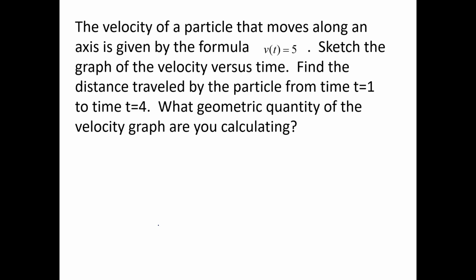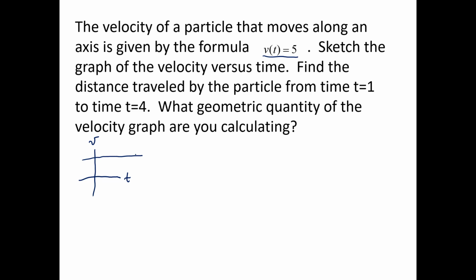So the velocity of a particle that moves along an axis is given by the formula v of t is equal to 5. Sketch the graph of the velocity versus time. Find the distance traveled by the particle from time t equals 1 to time t equals 4. What geometric quantity of the velocity graph are you calculating? Okay, so let's make a quick sketch of my velocity function. And so we have t and we have v. And my velocity function is v of t is equal to 5. That's just the horizontal line.